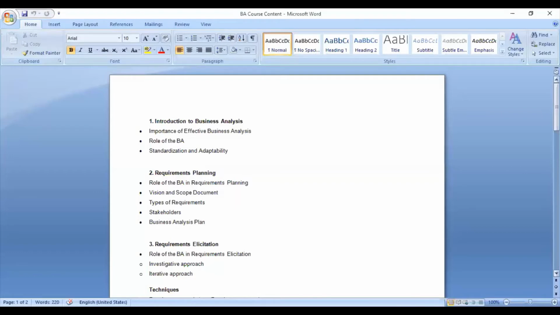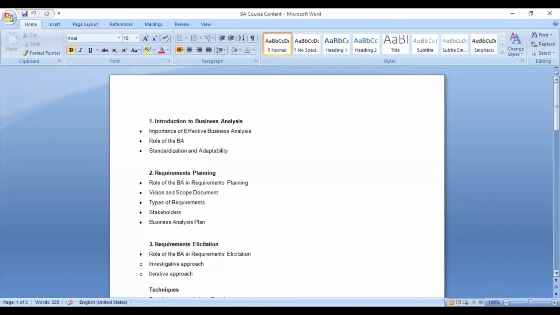What is their expectation? How does a business analyst convert their expectations into requirements, and how does he convey them to the development team? How does a business analyst document those requirements, and how does he act as a bridge between the development team and the clients? All these things will be discussed in this requirements planning session as well as the requirements elicitation section.